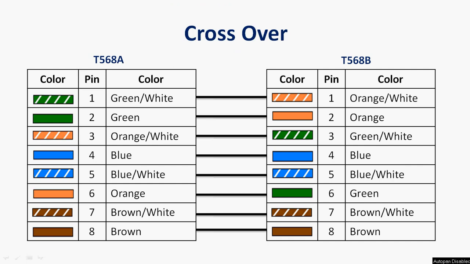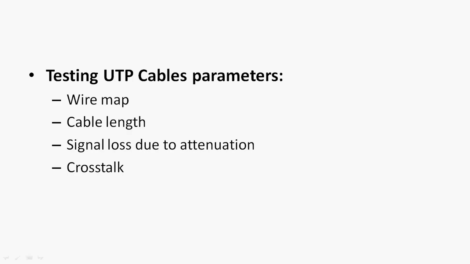Now we will go to crossover. Here we can see on one side we have to use the standard T568A, and on the other side T568B. Then we will get a crossover cable. And in the picture we can see the color combinations on both sides. Now we'll go to the next point, testing UTP cable parameters such as wire map, cable length, signal loss due to attenuation, then crosstalk.